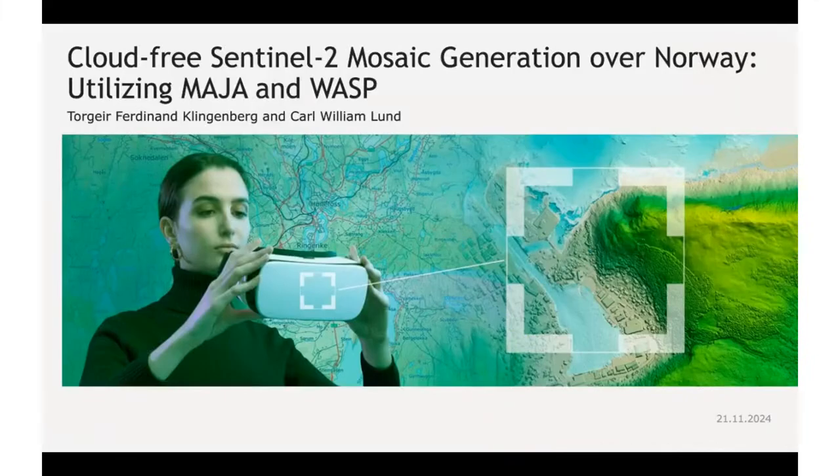Thank you very much. So I will talk about our cloud-free Sentinel-2 mosaic generation over Norway, where we are utilizing MAJA and WASP. My name is Ferdinand Klingberg. I have with me my colleague Carl William. The two of us mainly work with this at the Norwegian Mapping Authority.